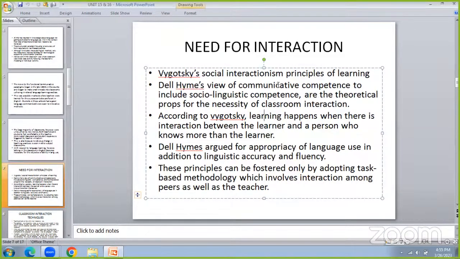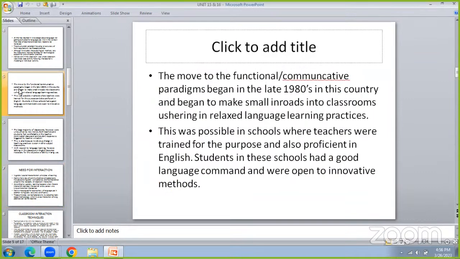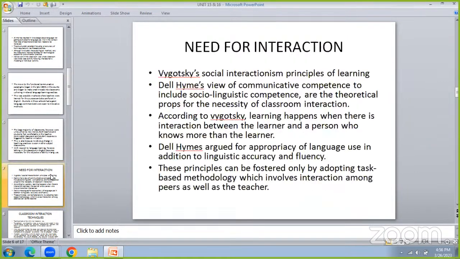And Hymes' views of the communicative competence include sociolinguistic competence, and are theoretical props for the necessity of classroom interaction. These two people have different ideas, but ultimately these principles can be fostered and promoted only by adopting task-based methods, which involve interaction among the peers as well as the teacher.